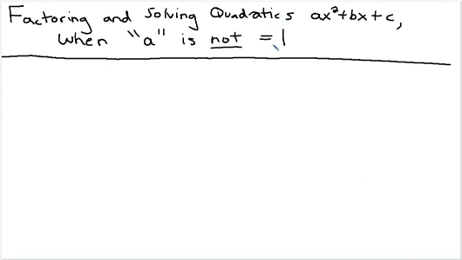Factor and solve quadratics in the form of ax squared plus bx plus c when a is not equal to 1, and this is from section 8.7 in your book. So first, let's review something about FOIL, because if you don't understand this, then factoring is not going to make sense.